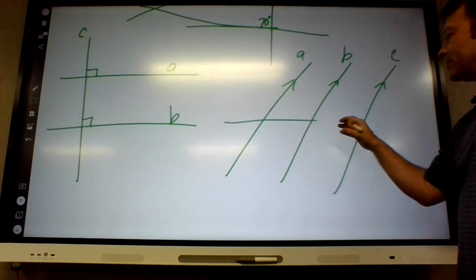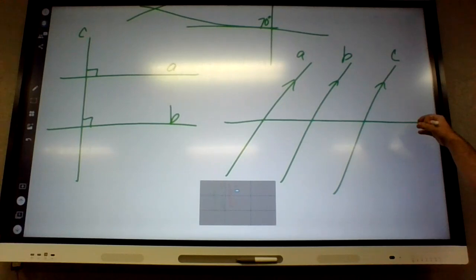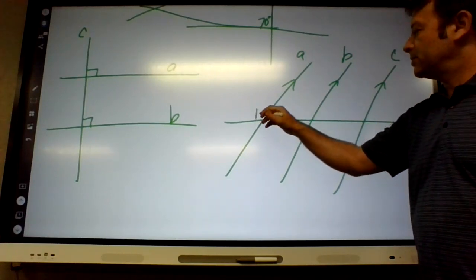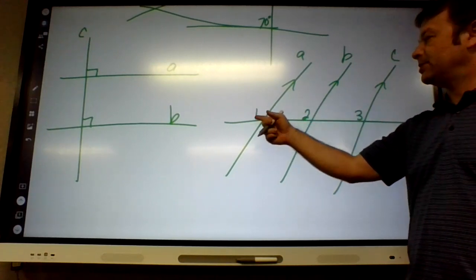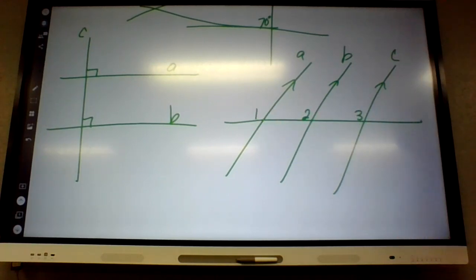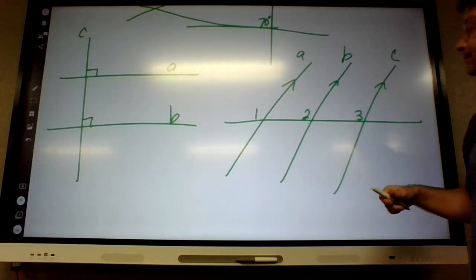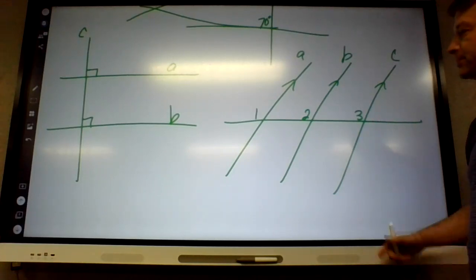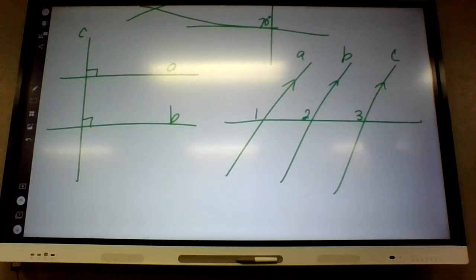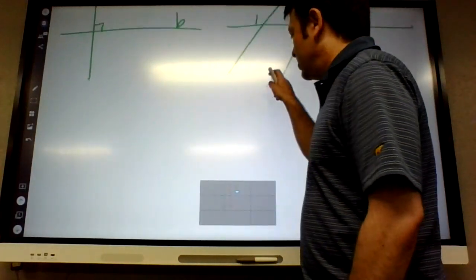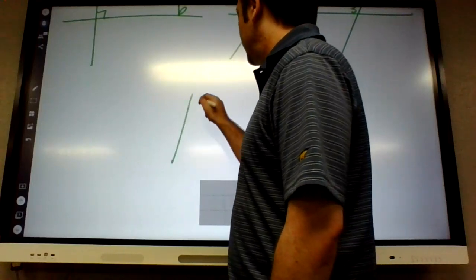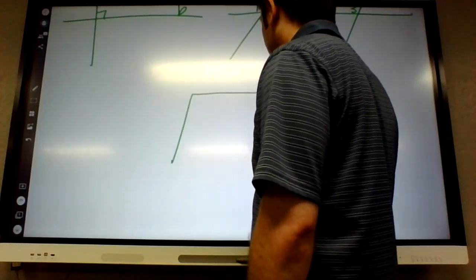We didn't really talk about this yesterday, but angle 1 corresponds to angle 2, which corresponds to angle 3. So 1 and 3 you could also say are corresponding angles. You could have as many parallel lines as you want. That's possible. One of the hard things today is that the pictures look different.